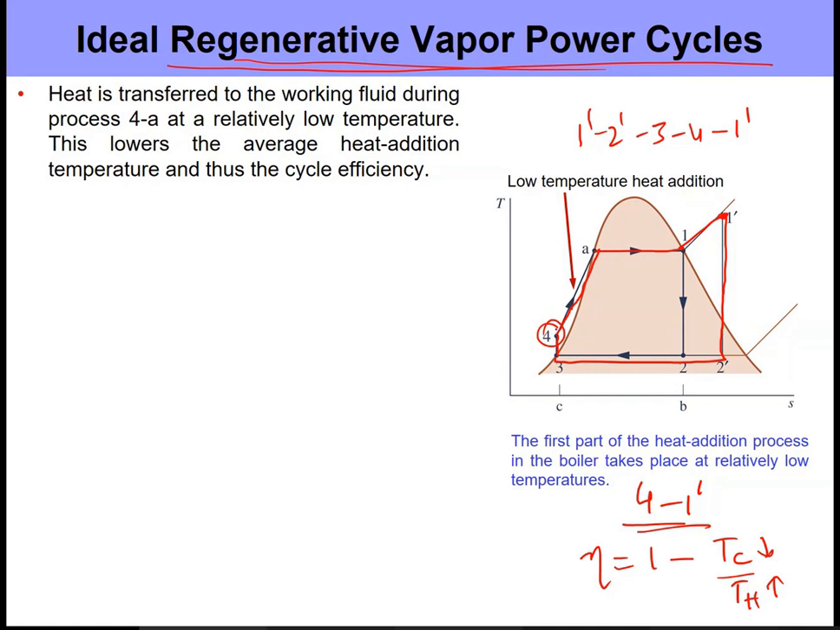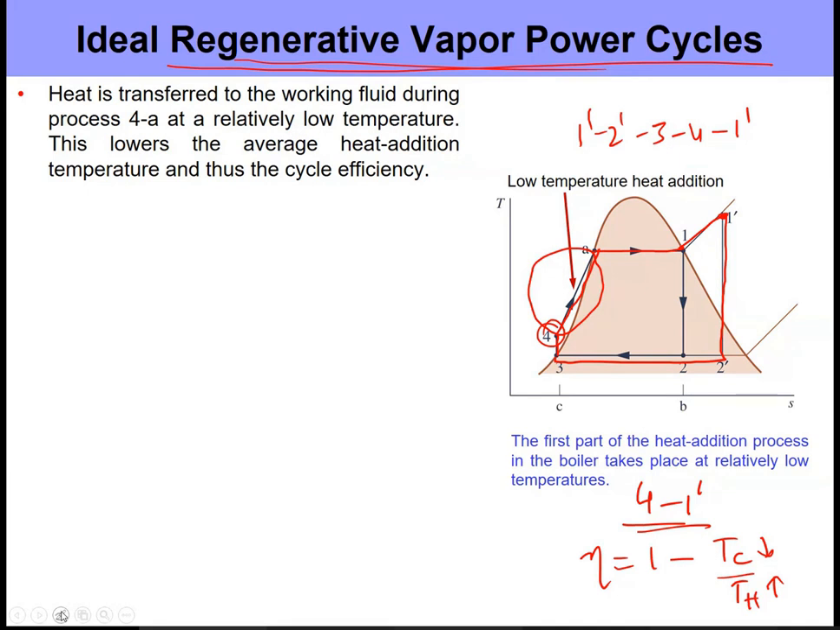So here, when you look at this process 4 to 1 dash, we can see that this part here, the one from 4 to A, is actually a low temperature part, where the heat addition is happening at a low temperature as compared to the rest of it. So since this is a relatively low temperature part, it brings down the average temperature of heat addition.